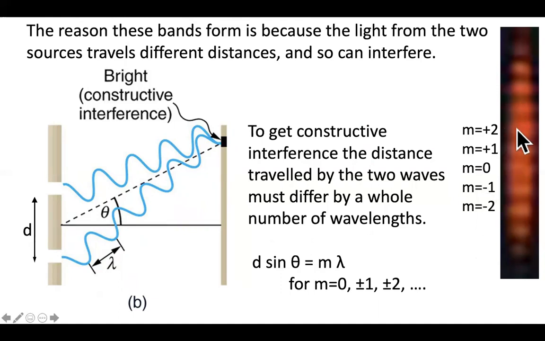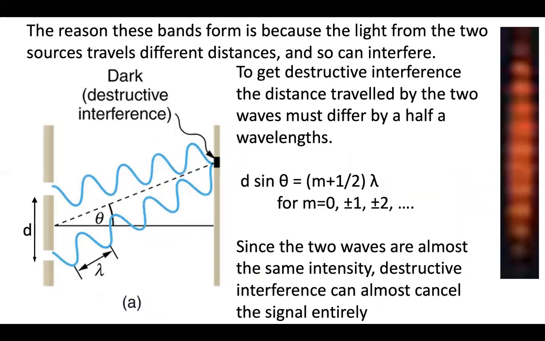And that's what you see here. Each one of these bright features corresponds to one particular value of m. The one in the middle is m equals 0. The two waves travel the same distance. This is m equals 1, m equals 2. This is m equals minus 1, m equals minus 2. And which one's which, I'm not going to pretend to know off the top of my head. But that's basically what's happening here.